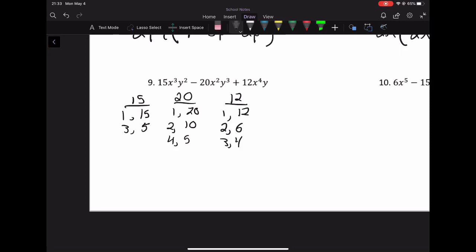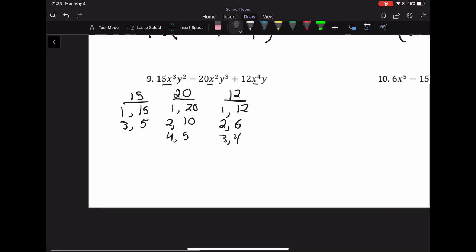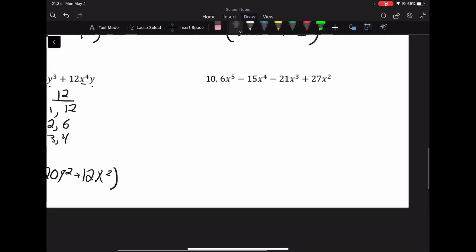Now let's take a look at our x terms. We have x cubed, x squared, and x to the 4th. We're going to be pulling out an x squared. And now let's take a look at our y terms. We have y, y cubed, y squared. So we'll pull out a y. So we'll divide these out. We'll be left with 15xy minus 20. The x squareds are going to divide out. y squared plus 12x squared, and the y's will divide out. And that's our answer for here.